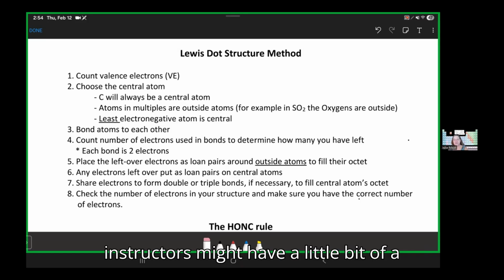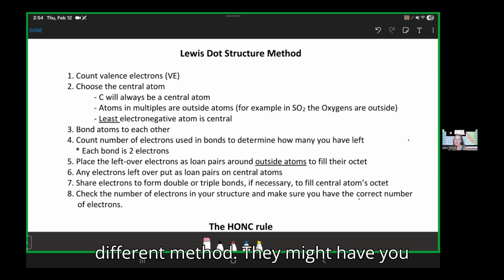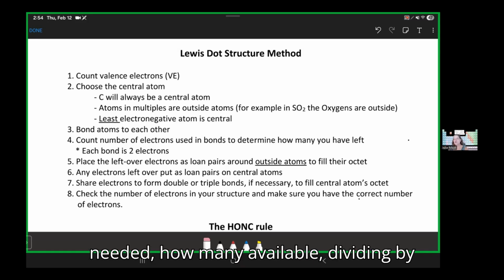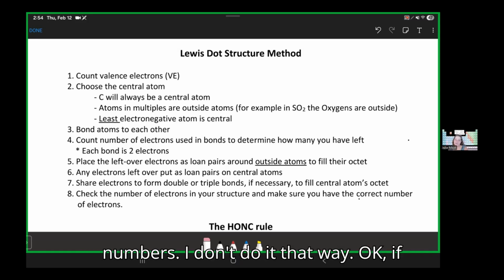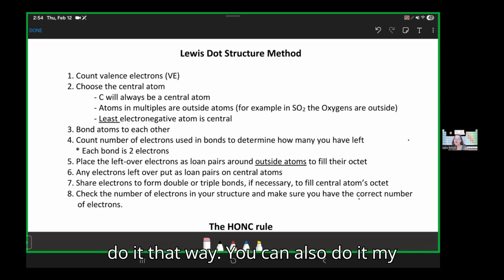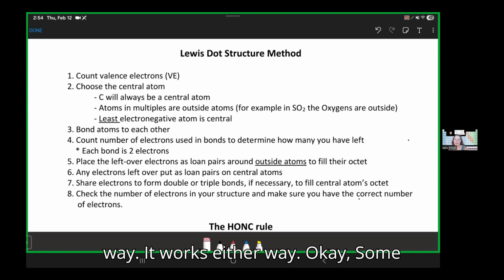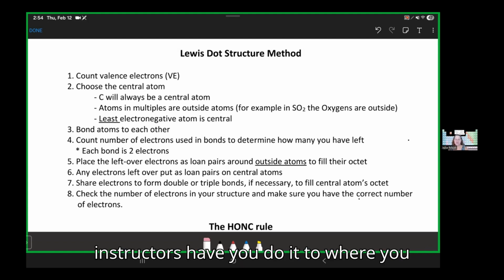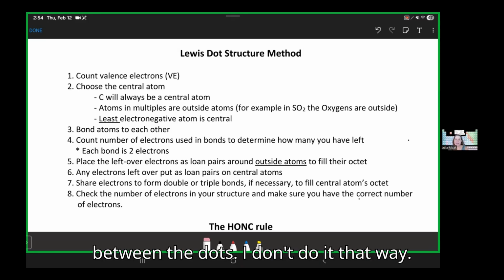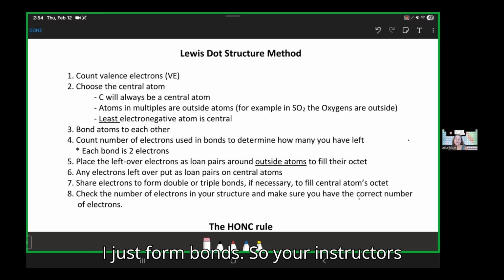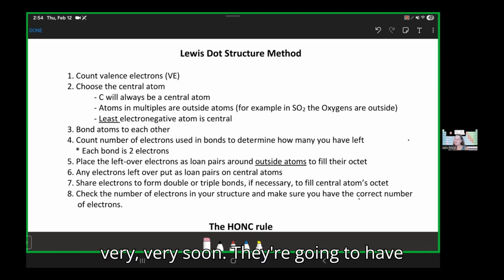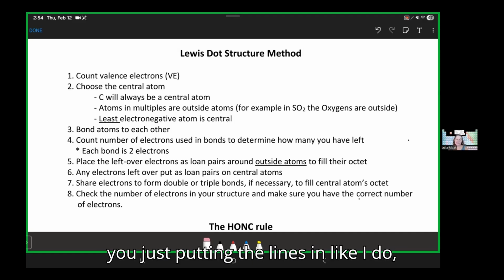Some of your instructors might have a little bit of a different method. They might have you counting valence electrons, how many needed, how many available, dividing by numbers. I don't do it that way. If your instructor does it that way, you can do it that way. You can also do it my way. It works either way. Some instructors have you put the dots in and then draw lines between the dots. I don't do it that way. I just form bonds. If your instructors have you putting the dots in, very soon they're going to have you just putting the lines in like I do.